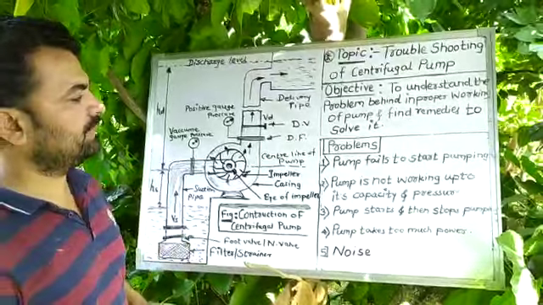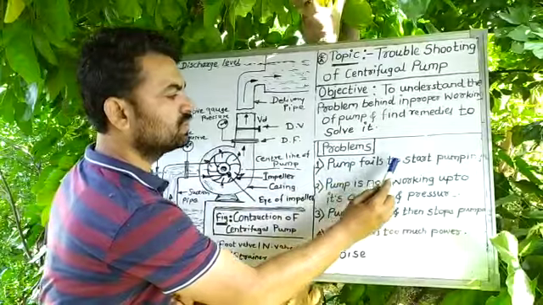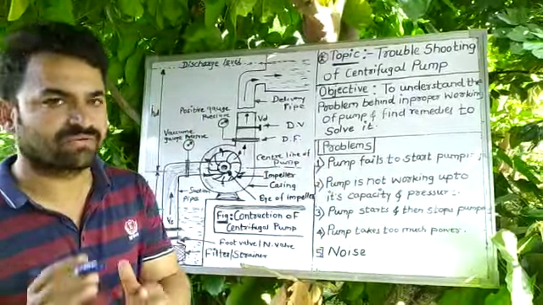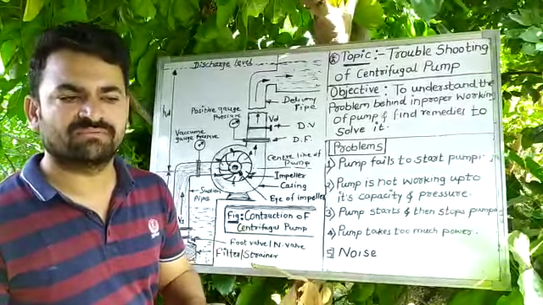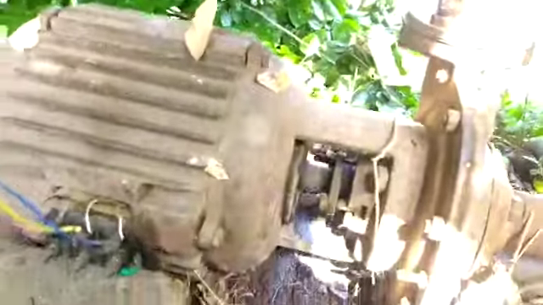So first we see the first problem, that is pump failed to start pumping, means the pump is not able to discharge the water perfectly. For this problem there may be different reasons, 4 to 5 reasons are there. We are going to see them. Before this we actually see the setup of the pump.